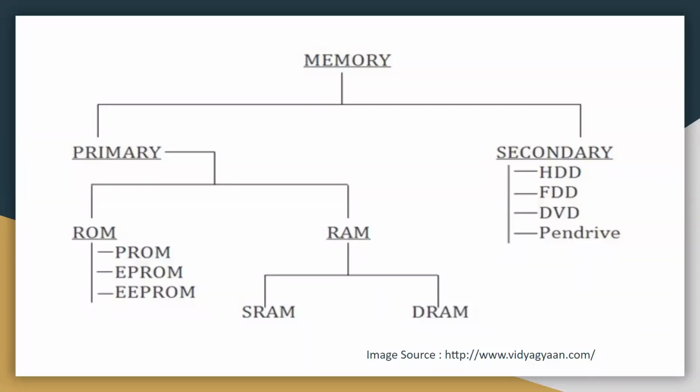So when I talk about primary memory, it is divided into two, that is your ROM and RAM. First we'll start with ROM. ROM stands for read-only memory. It's self-explanatory. It will just read the data, but it will not write the data. This type of memory is non-volatile in nature. That means the information stored in this memory is there for a longer time.